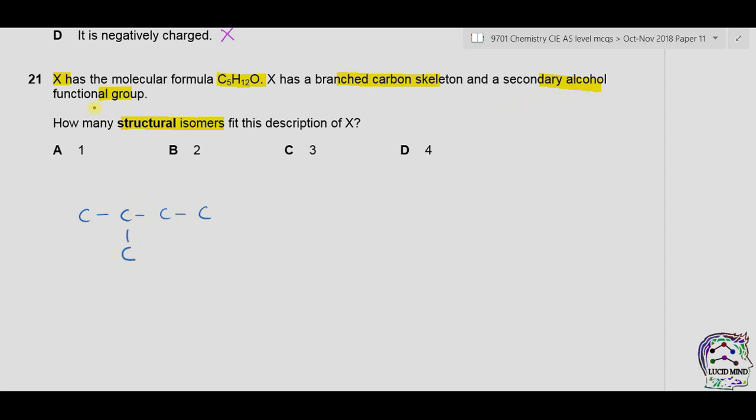Now we have the secondary alcohol functional group also attached. Secondary alcohol means it is attached to the carbon atom that is directly attached to 2 carbon atoms. So this is the only position for the secondary alcohol. Other structures of C5H12O could be like this, or like this.